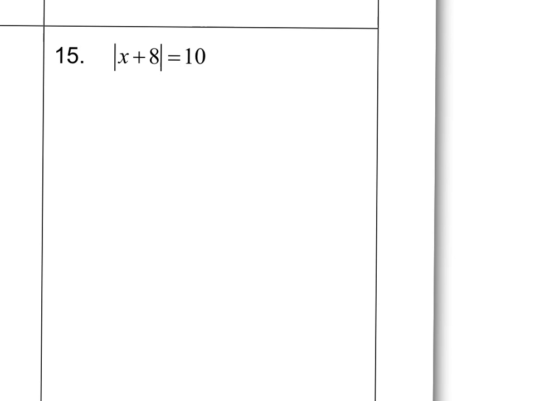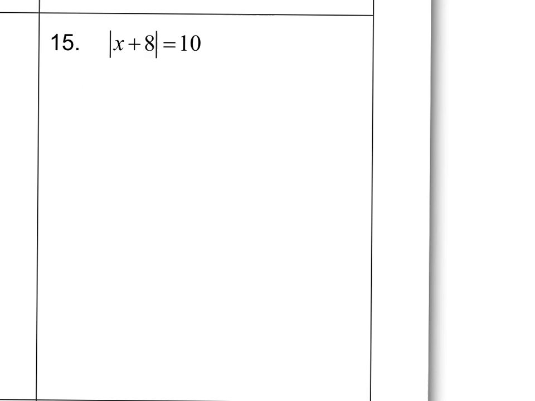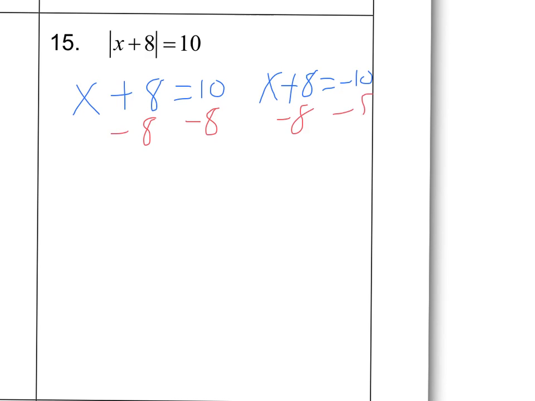Number 15. We don't have anything outside the absolute value signs. It's already isolated, which makes it easy. All we have to do at this point is go ahead and write out our two different equations. So x plus 8 equals 10 and x plus 8 equals negative 10. And then just solve those two equations. They're both solved the exact same way. Negative 8 all the way across there. That's going to leave me with x equals 10 minus 8 is positive 2.